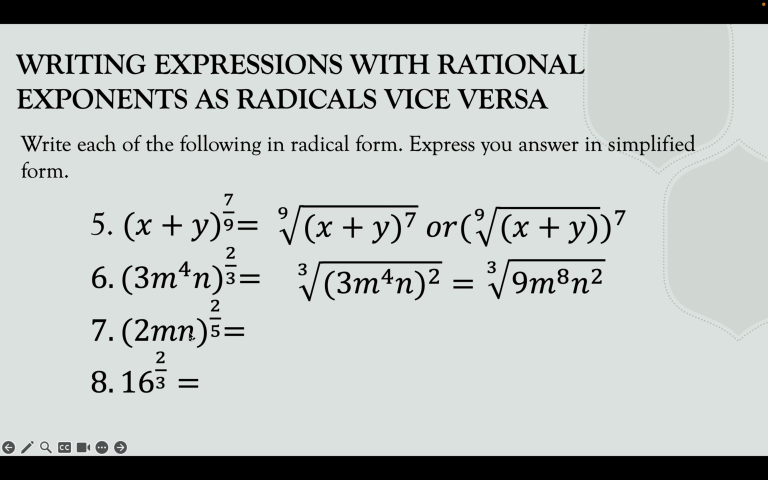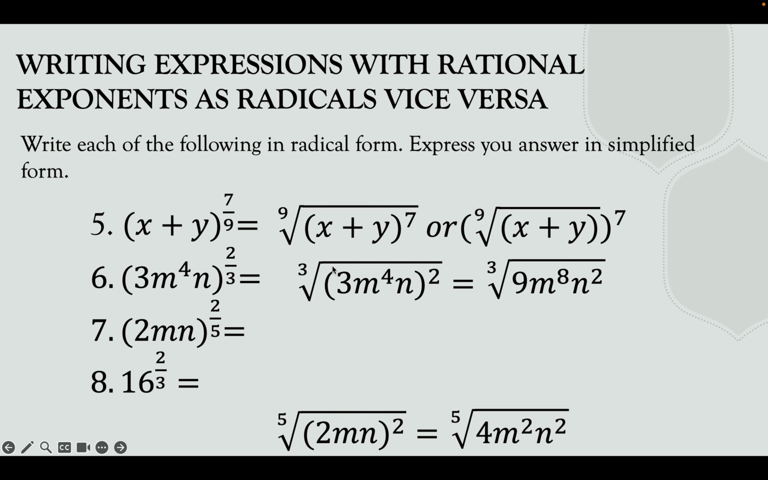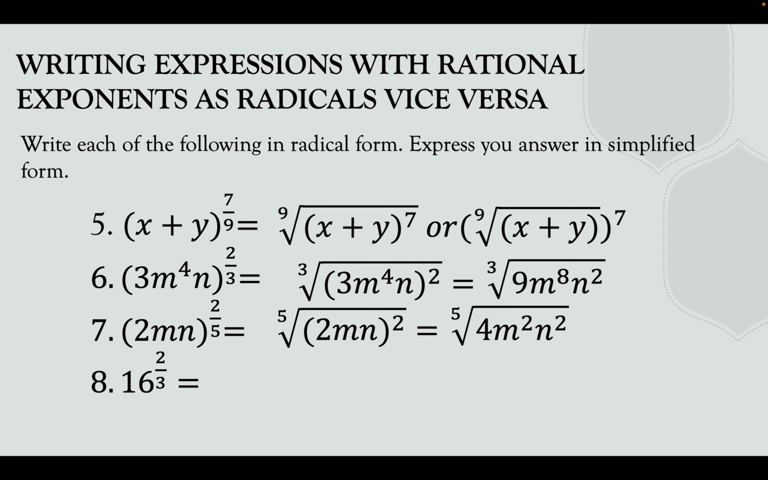2mn is the base of the radicand, the exponent of the radicand is 2, which is the numerator, and the index here is the denominator, 5. So we have the fifth root of 2mn raised to 2. Simplify the expression here. So we have 4, fifth root of 4m squared n squared.